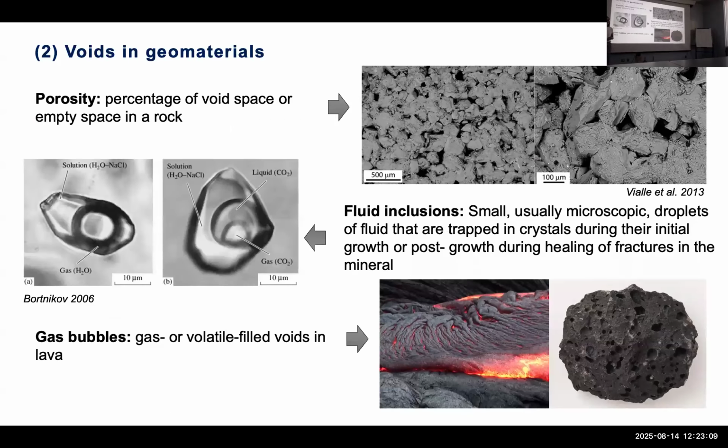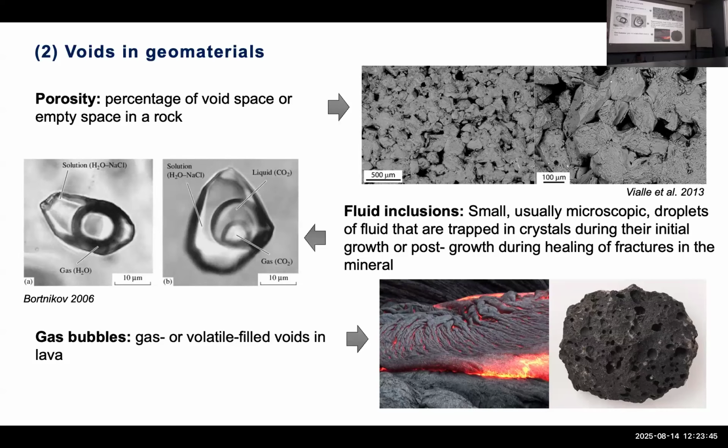Now, voids are also commonly present in geomaterials, and they can occur in various forms. So we have porosity, which is usually the empty spaces in a rock. If you consider sedimentary rocks, for example, specifically sandstones, we have a whole bunch of sand grains that are consolidated together. But the spaces between these sand grains sometimes will be occupied by cement, but sometimes they'll be completely empty. So we have a lot of porosity or void spaces in sedimentary rocks.